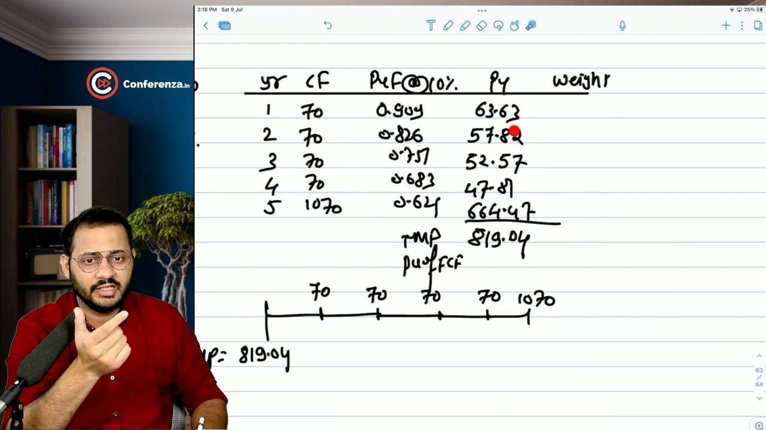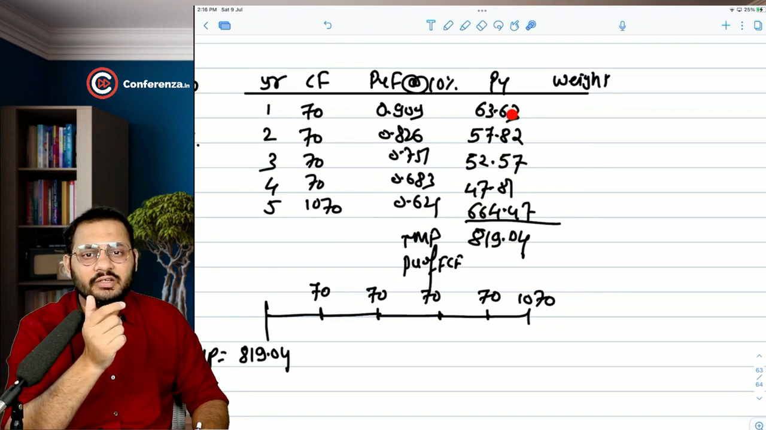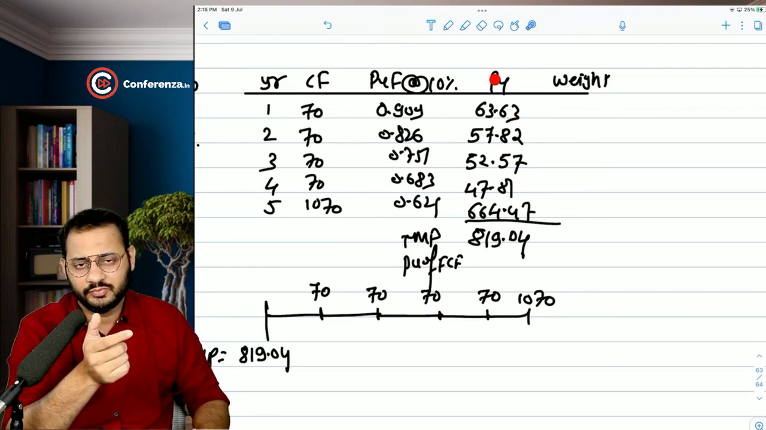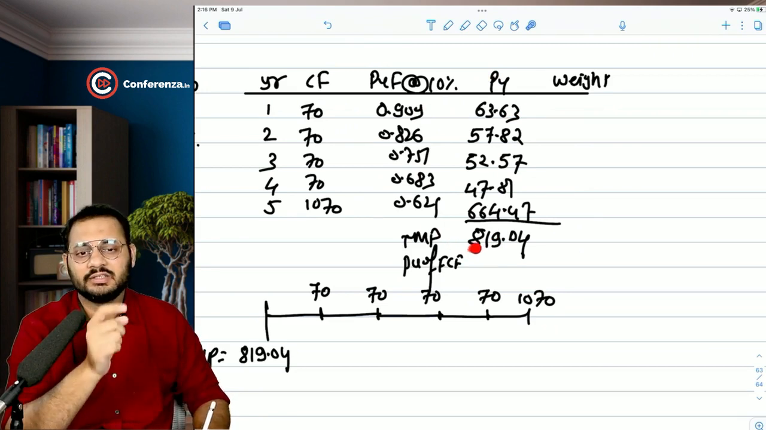And this way, if we keep going on and on, we can get 100% recovery of this 819.04. So what I'm going to do next is calculate the weight of the present value. Why just the weight of the present value? Because we want to find out in how many years this amount, the present value, is recovered.